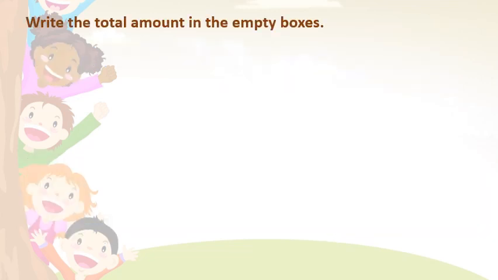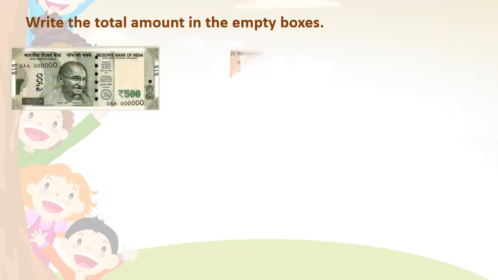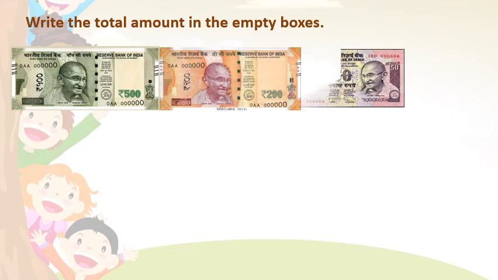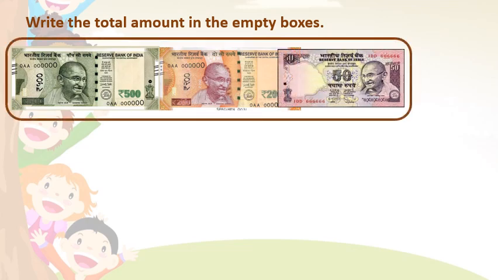Write the total amount in the empty boxes. Yes, some notes we can see. We have to write the total amount in this box. Okay, see there. One 500 rupee note is there, one 200 rupees note, and this is 50 rupees note. Correct? Now 500 plus 200, that is 700, isn't it? Plus 50, that is 750. Correct? Like this you have to add the given notes.